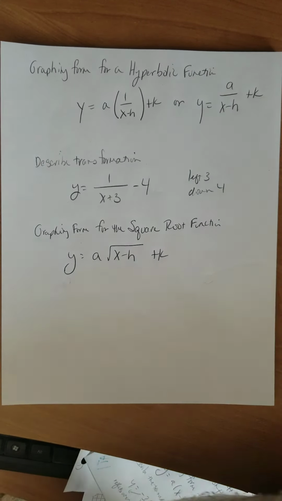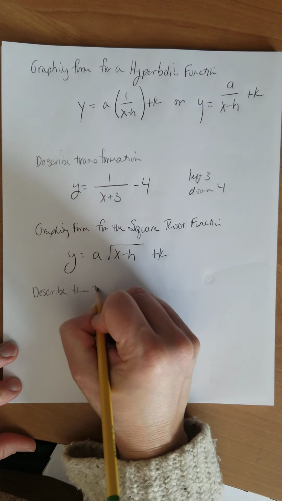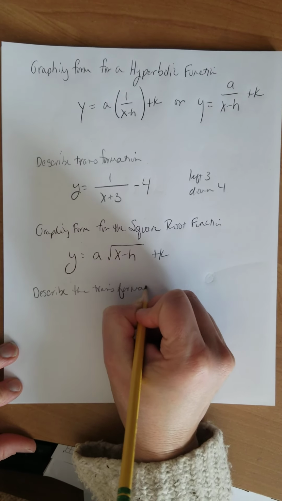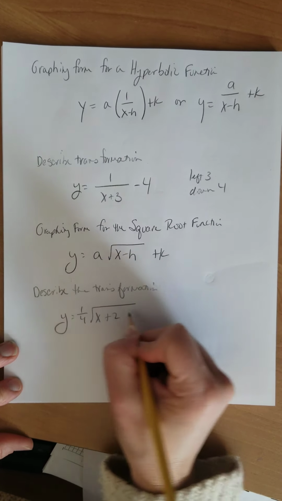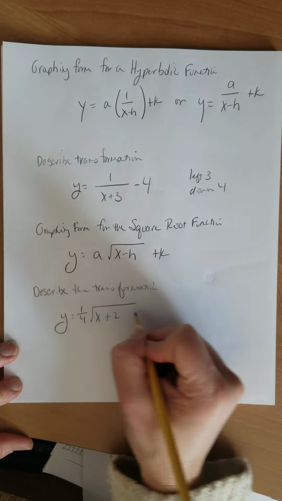Again, describe the transformations. Let's go with y equals 1/4 times the square root of x plus 2 minus 5. And what that's going to do: the 1/4 is out in the front, so this is going to be a vertical compression. The 2 is going to move it to the left 2. And this is going to be down 5. So, nothing new there.